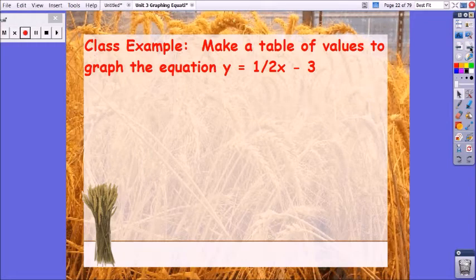For our class example, I want you to watch me. I am going to graph y equals 1/2 x minus 3. The first thing I'm going to do is create a table. On the left, I'm going to have my x. Then I'll write my function, or my linear equation. The third column will be my y, which is my output. And the final column will be the answers written as an ordered pair.